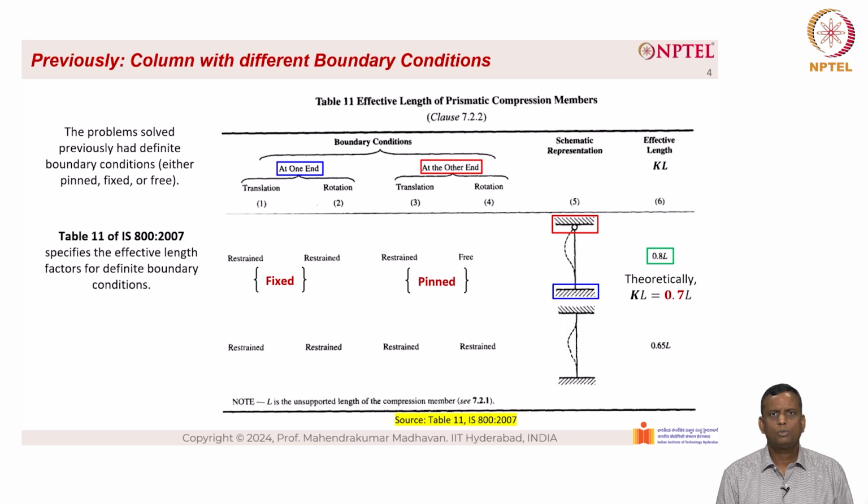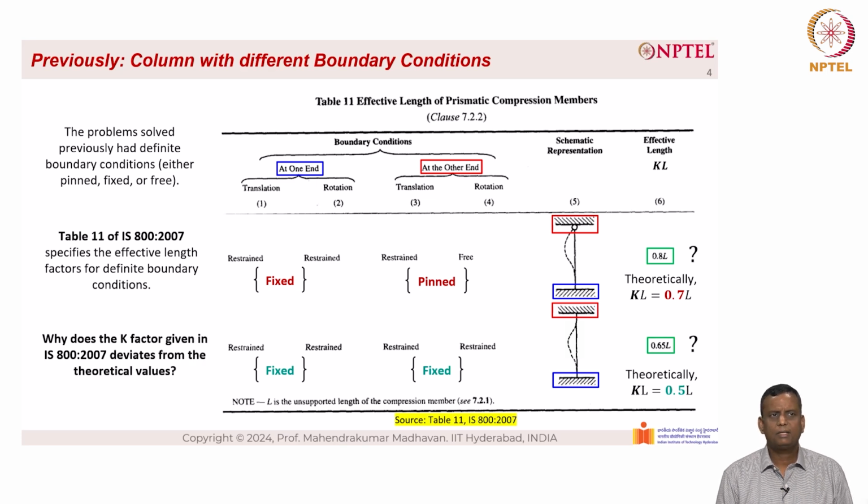Now let's look at the other boundary condition, which is both fixed at the bottom as well as fixed at the top, which means that it is restrained in translation and restrained in rotation at one end, as well as restrained in translation and restrained in rotation at the other end. Basically, it is fixed at the bottom and fixed at the top. The value that is given is 0.65 L per the code, but theoretically the value is 0.5 L.